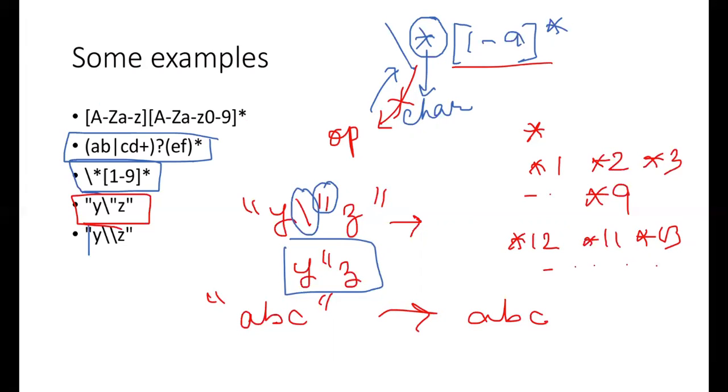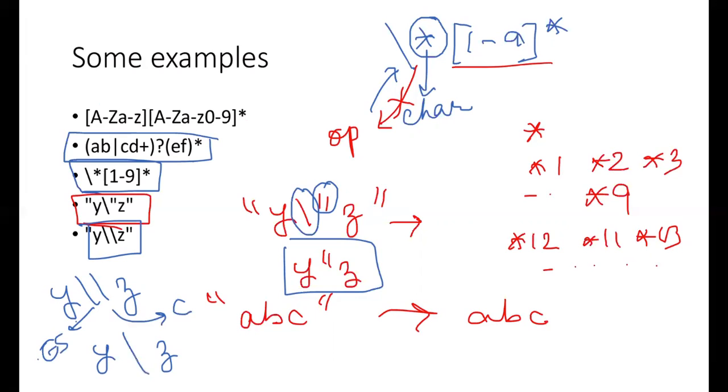And finally, the last one here, Y double backslash Z. Here Y is Y itself, Z is Z itself, and in between I have 2 backslashes. That means one is an escape sequence and the other is a character. So Y backslash Z is what this regular expression matches.